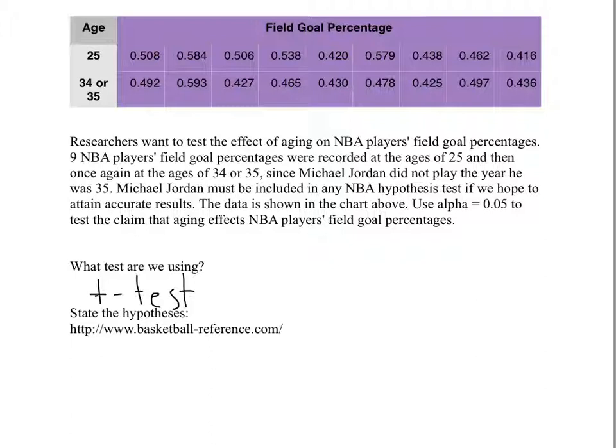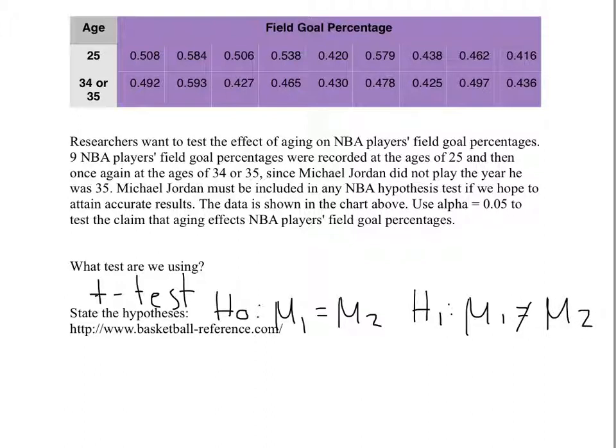Okay, state the hypotheses. The null hypothesis, we're just going to assume that mu sub 1 equals mu sub 2, that there was no difference that aging made, and then the alternative hypothesis is that there is a difference in the means. All this data is found on the website at the link at the bottom. And we're going to solve this problem using the traditional and p-value methods.